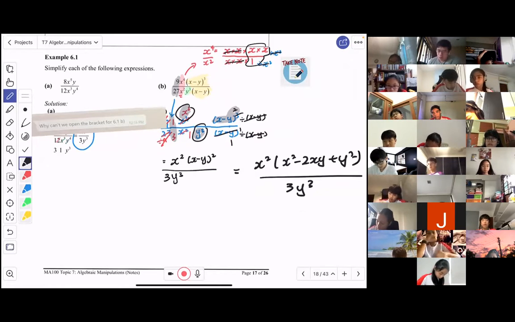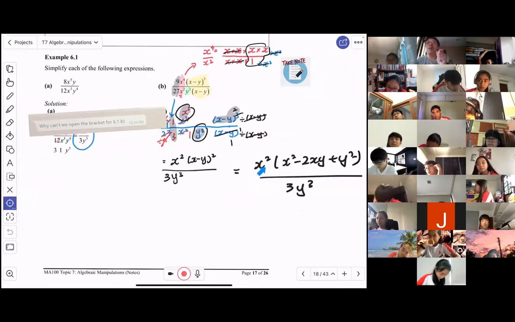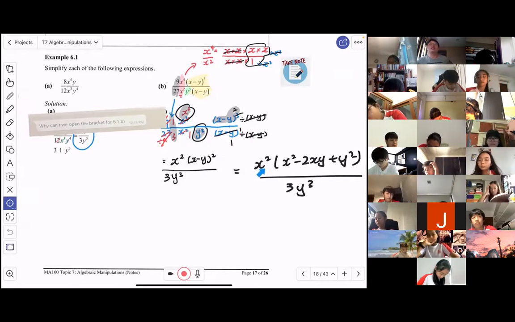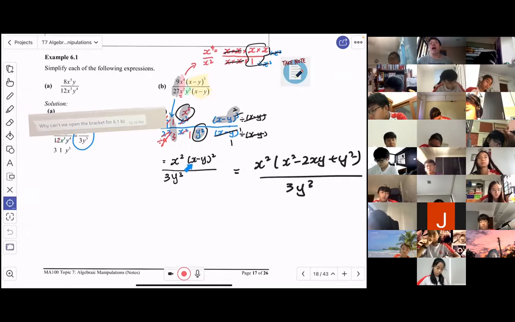Good question. Your answer is not wrong. It's just that usually, if you are simplifying a fraction, your motivation is to keep your terms factorized or to keep your terms expanded? Factorized, correct. Because you want to look in case there are things to cancel. So that's why if I were you, I would keep my fraction in this form. So it is easier to cancel.